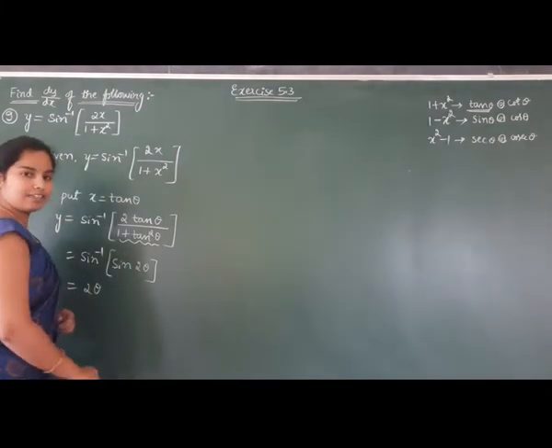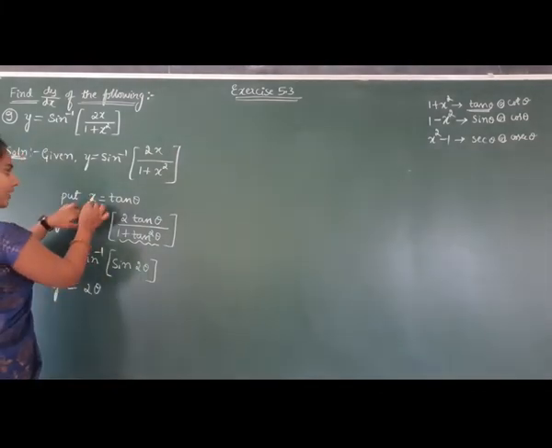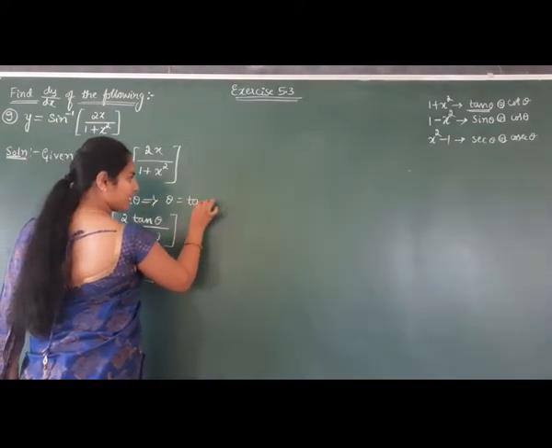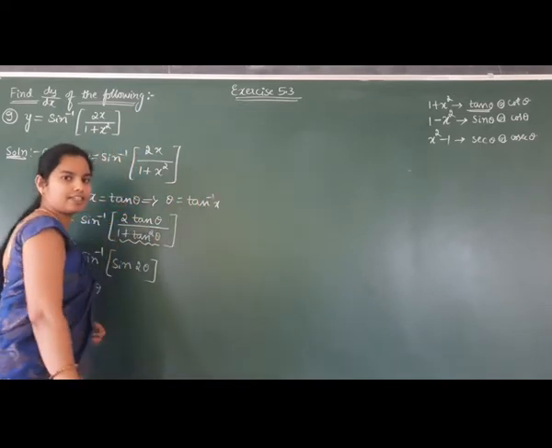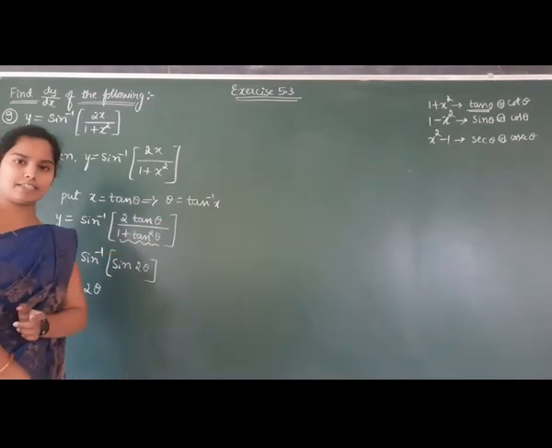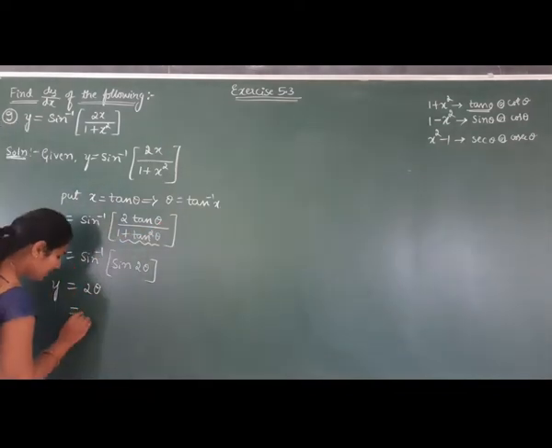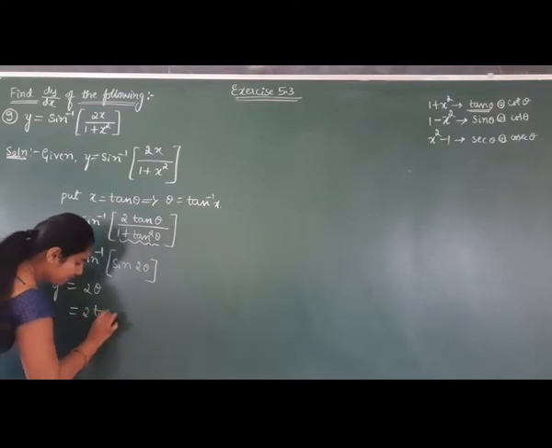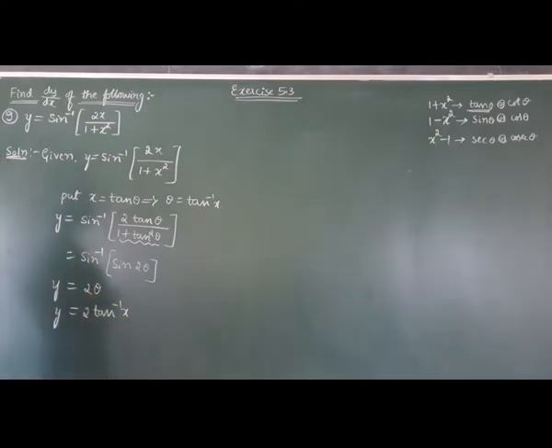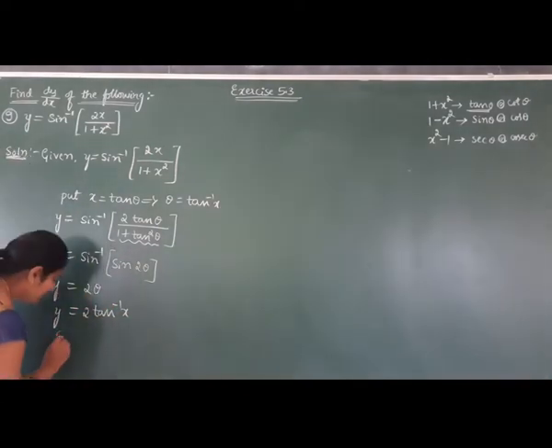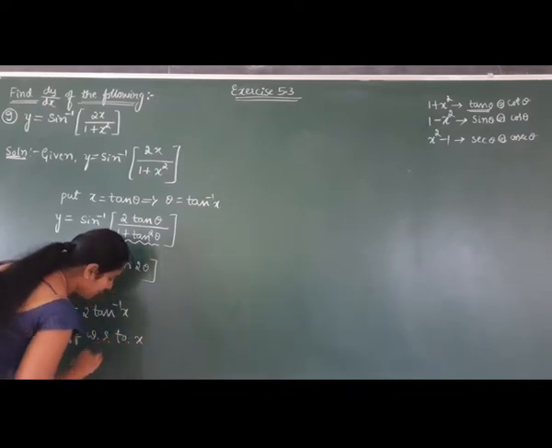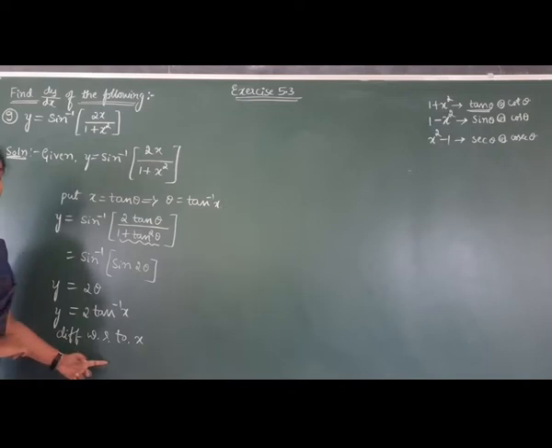So what is theta here? Observe here, we substituted x is equal to tan theta. This implies theta is equal to tan inverse x. Now I will replace theta by tan inverse x. So y is equal to 2 into tan inverse x. So now I will differentiate this with respect to x.